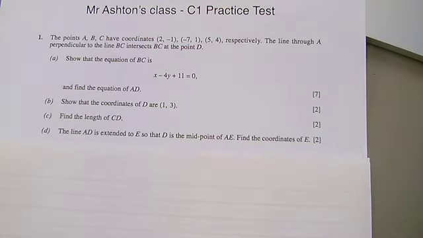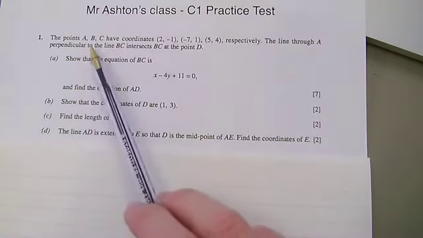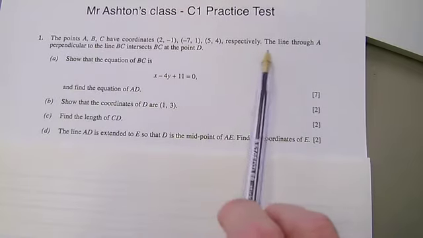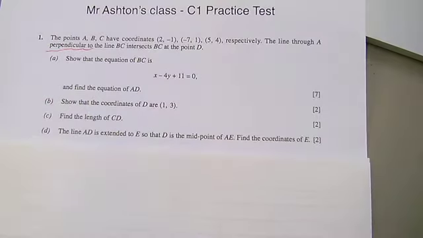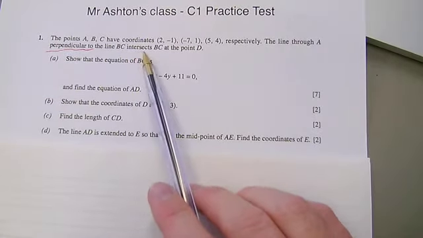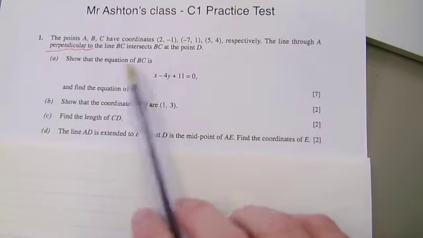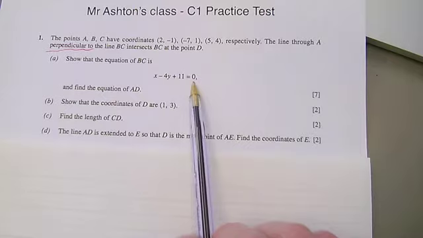Okay, so this is Mr. Ashton going through the practice test I've set as half-term homework. Okay, so the first question. The points A, B and C have the following coordinates. A line through A is perpendicular, so I'm going to underline that word because I know something about perpendicular lines with the line BC. It intersects BC at the point D. Show that the equation of BC is x minus 4y plus 11 equals 0.